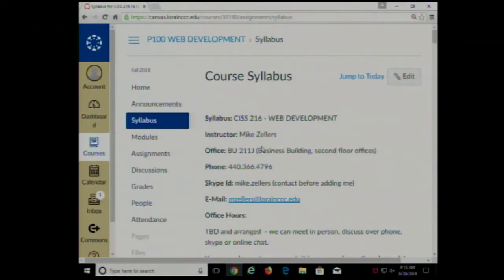I invite any student from any of my classes to show up for any lab session. That's a way that you will automatically get some extra office hours. For example, our lab is immediately following this class in BU 202 from 10 to 11. I will post the times for those labs, but any student from any class can show up at those labs.